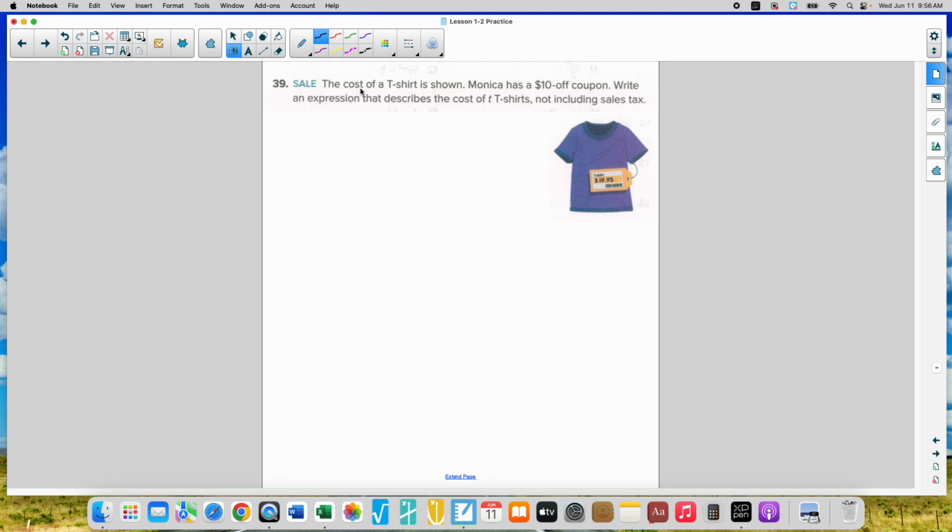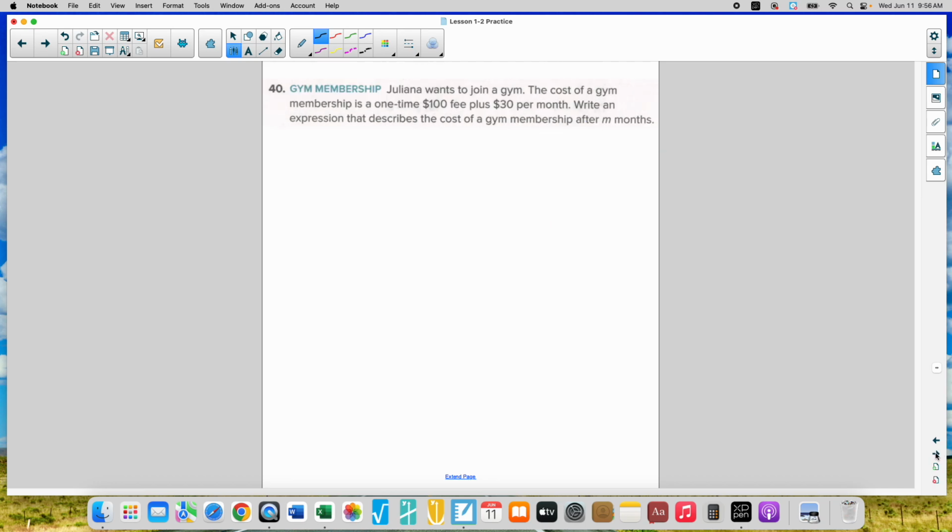The cost of a t-shirt is shown: $19.95. Monica has a $10 off coupon. Write an expression that describes the cost of t-shirts, not including sales tax. Okay, so we would have $19.95 times the number of t-shirts minus the $10. So you only get a one-time $10, not per t-shirt.